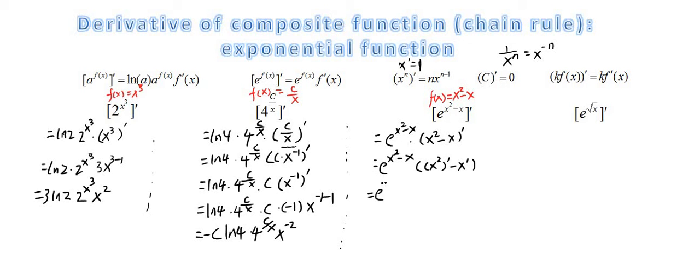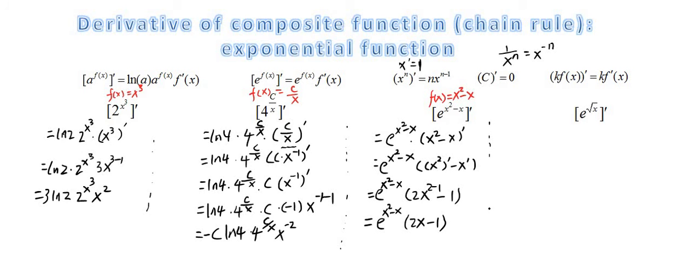e to the power x squared minus x. Here should be the power rule, 2x to the power 2 minus 1, minus the derivative of x, which should be 1. Okay, and we're gonna get e to the power x squared minus x times 2x minus 1. Now let's take a look at the last example.